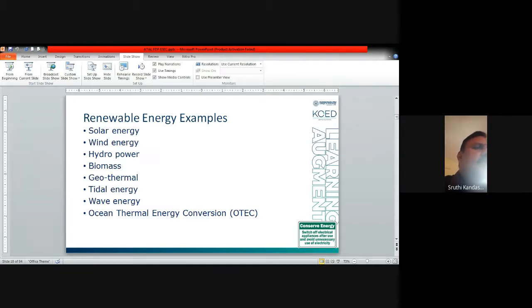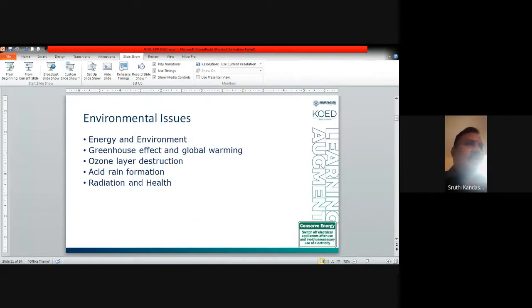So these non-conventional sources address the environmental issues: energy and environment, greenhouse effect, global warming, ozone layer destruction, acid rain formation, radiation and health issues. So these are all the environmental issues from utilizing thermal plants and nuclear plants. It produces more and more carbon dioxide automatically, and the environment will be polluted.